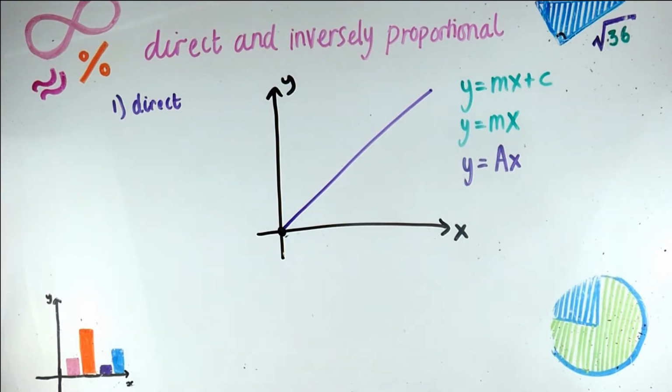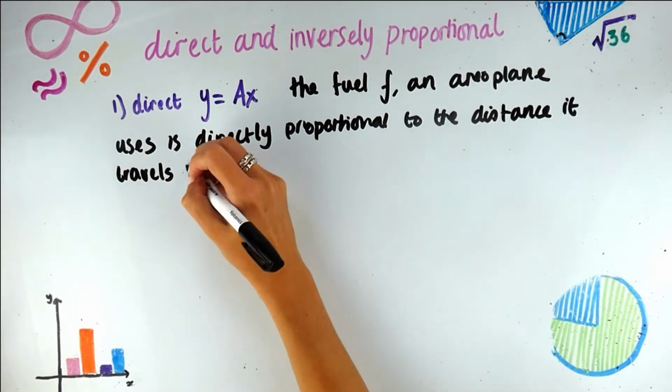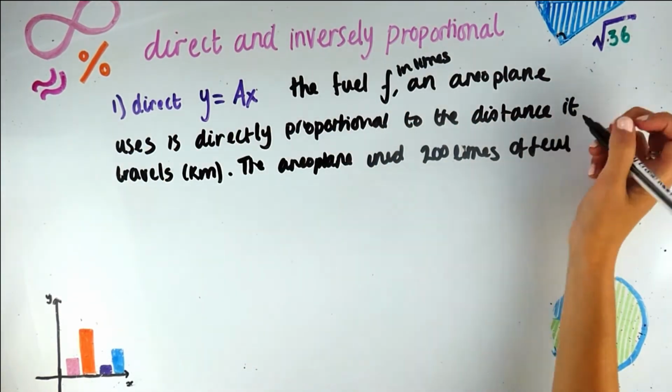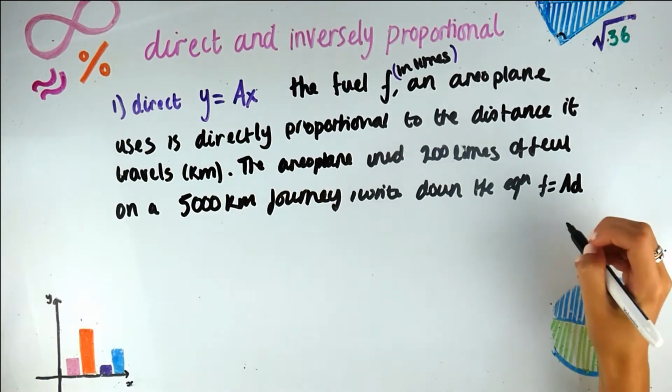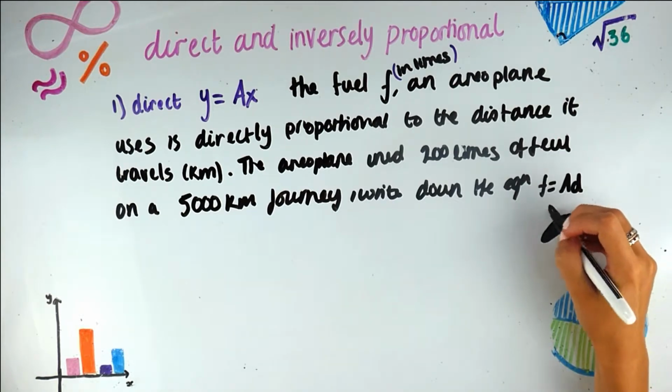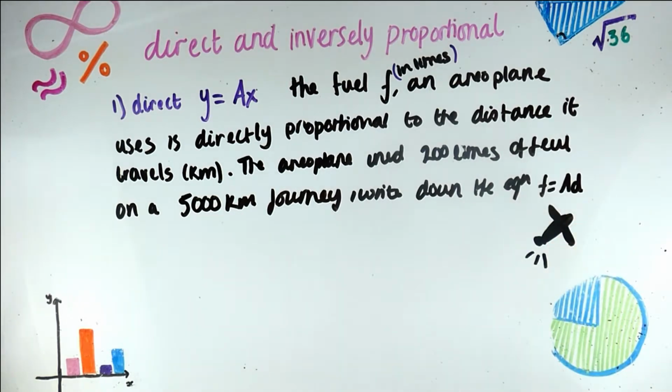So I'm going to write out a question now in which we can see this graph in action. Okay, so this is question number 1, our example. The fuel F in litres, so I forgot to write that down, an aeroplane uses is directly proportional to the distance that it travels. That kind of makes sense. It's like a train, like a car. The further you travel, the more fuel you have to buy. And we're talking about distance in kilometres. The aeroplane used 200 litres of fuel on a 5,000 kilometre journey.